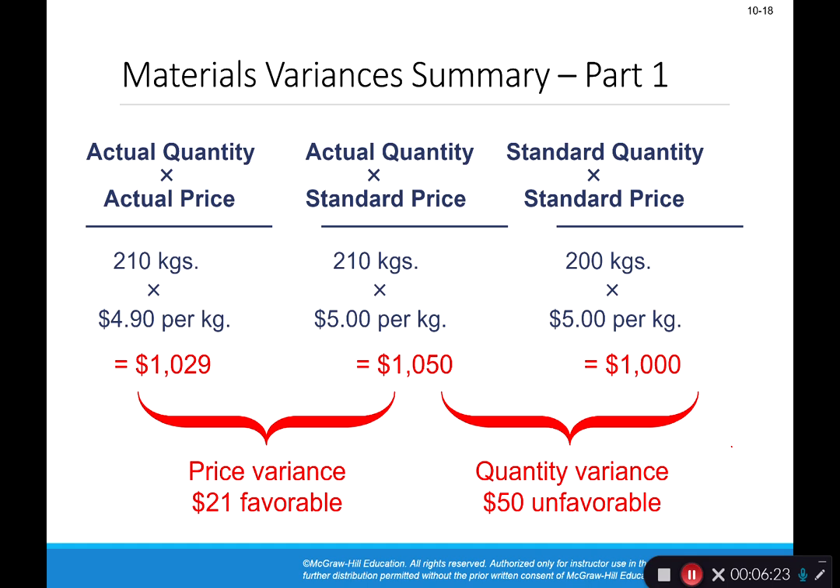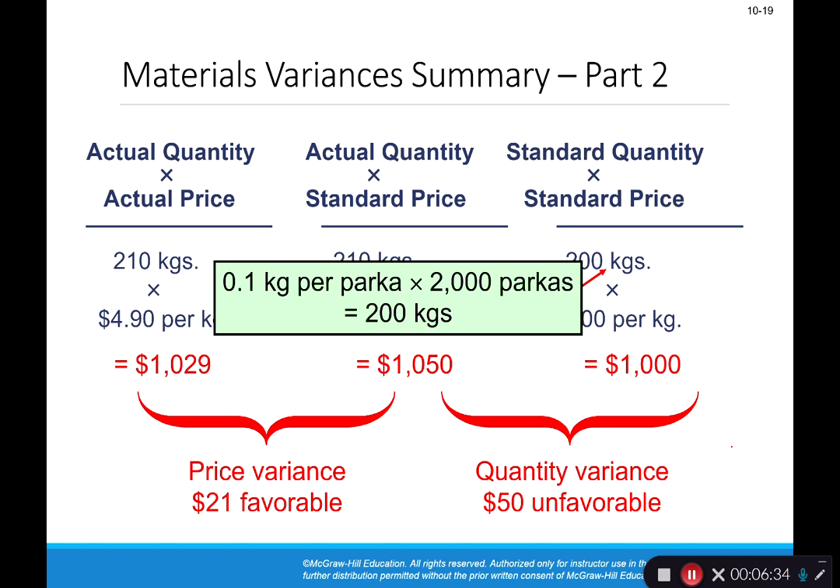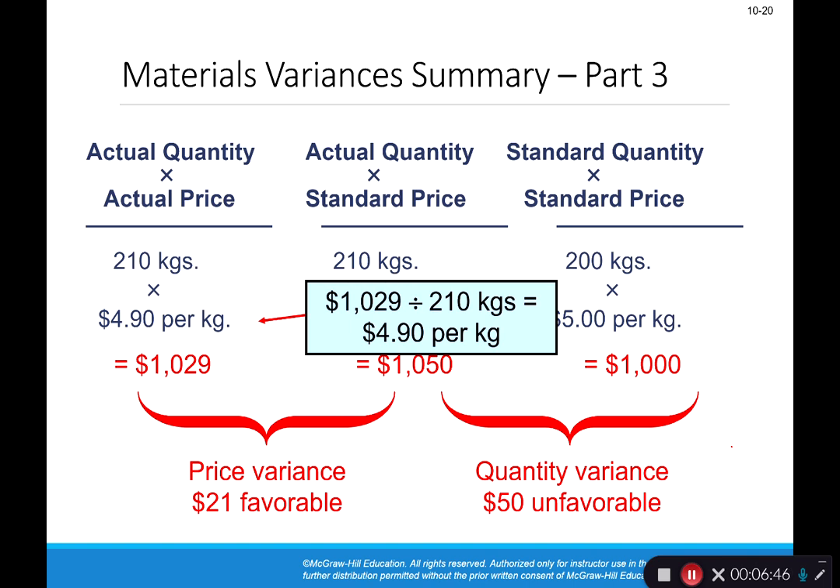So here it is all typed and pretty. If you couldn't read my writing, you could pause the video here and take notes off of this beautiful typed answers, but effectively it's the exact same thing. Remember, to get the standard quantity allowed for actual production, we have to take our standard allowed per unit times the actual production of final goods, the parkas. And then we could calculate that 490 actual price by taking the total that was given divided by the 210 actual kilograms purchased and used.